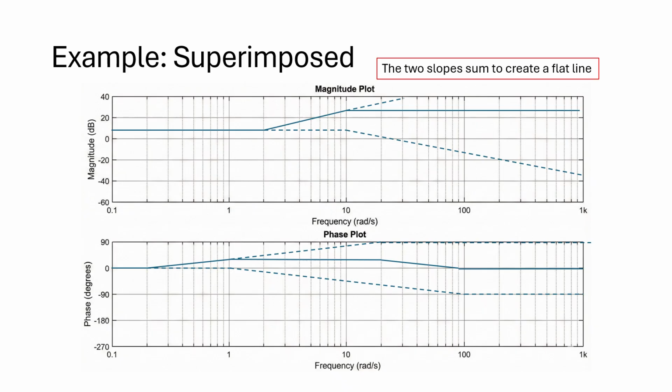And so then for the phase, it's a little bit different because our phase 0 line topped out at 90 and our phase pole line bottomed out at negative 90. But it's the same idea where we go through and we will sum up the 2 of them, and there we've created our Bode plot.